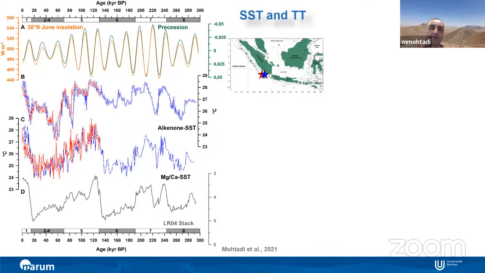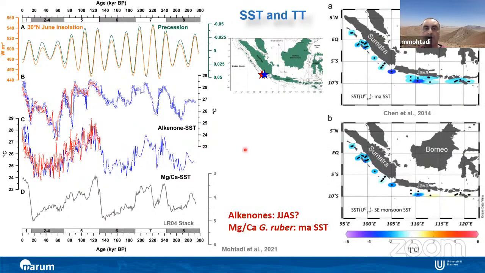And they show some similarity to the insolation and precession over the last 300,000 years, and also to the sea level changes as indicated by the global benthic stack. But they also show some differences. There are differences between the alkenone-based SST and the magnesium-calcium-based SST, and we have been looking into this.